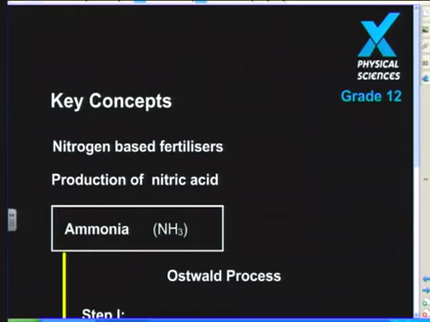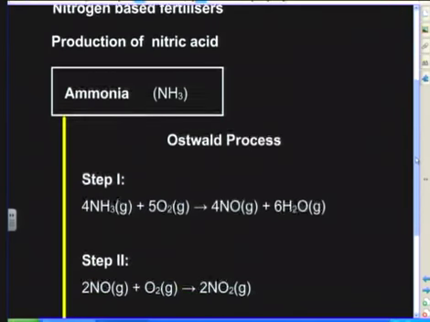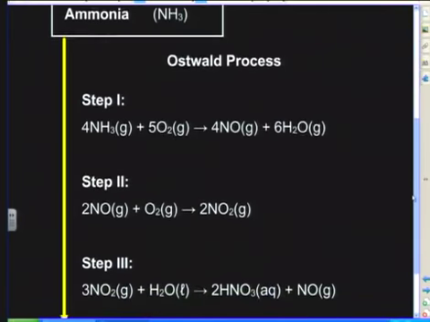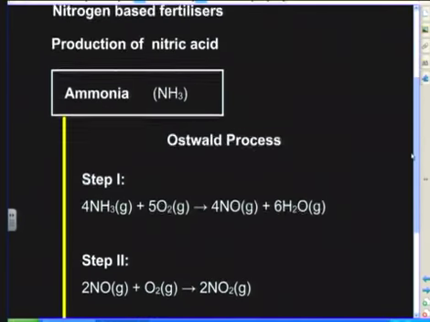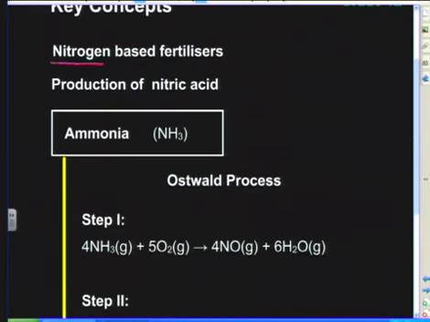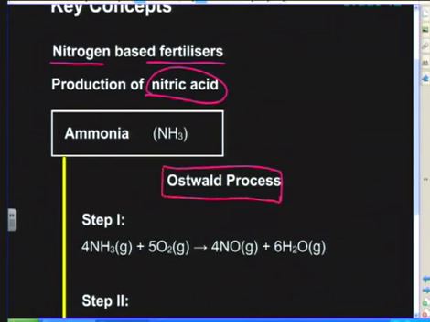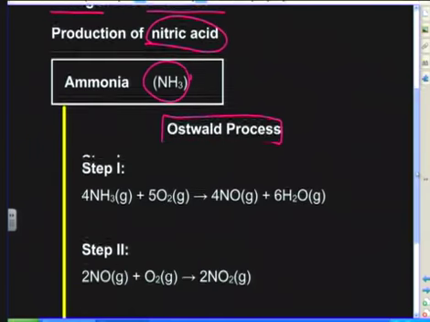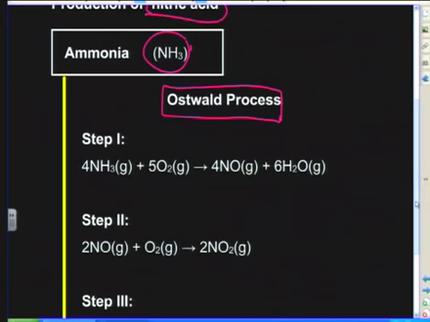Now, moving on to the next one, let's have a look at it. We've got another process here that we have to look at, still talking about nitrogen-containing fertilizers, the production of nitric acid this time. The process in which nitric acid is produced is called the Ostwald process. And how does that happen? You need ammonia to produce nitric acid. But let's quickly go through the steps that we need to follow to produce nitric acid.